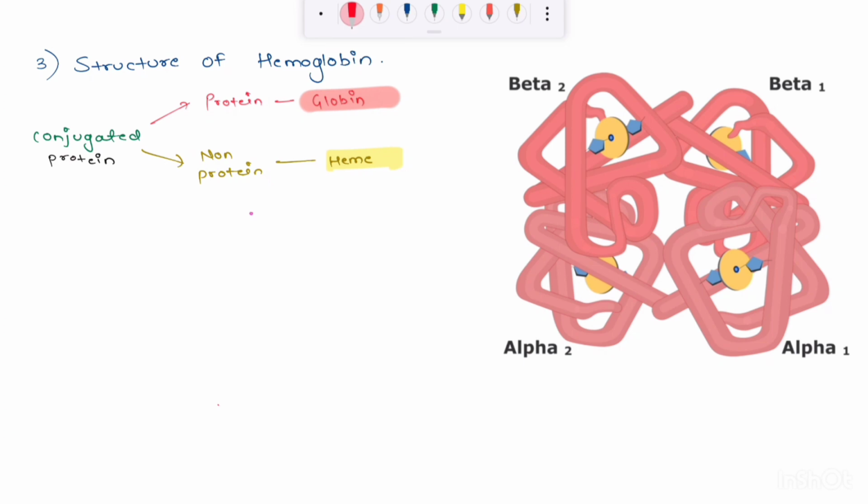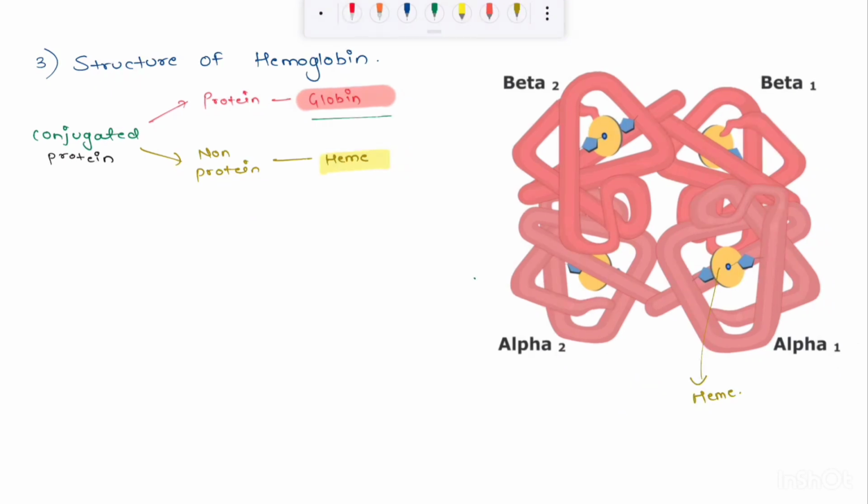The next point is the structure of hemoglobin. Hemoglobin is a conjugated protein, meaning it is made from a protein as well as a non-protein part. So in the image, you can see this is your globin, which is the protein part of hemoglobin, whereas this yellow color is the heme, that is your non-protein part.